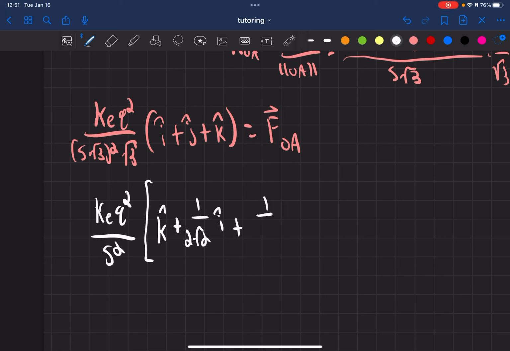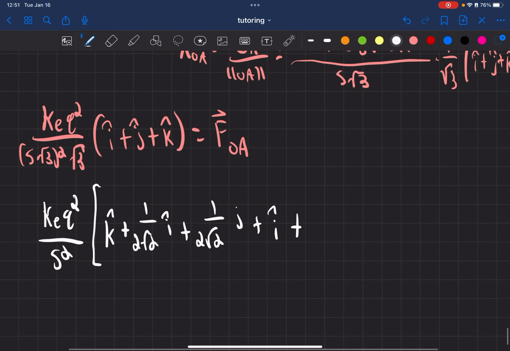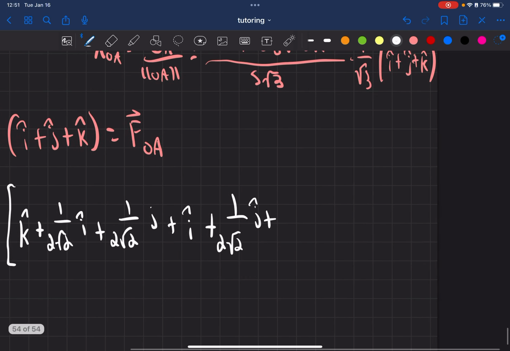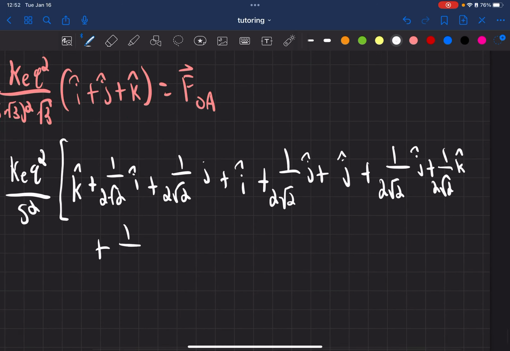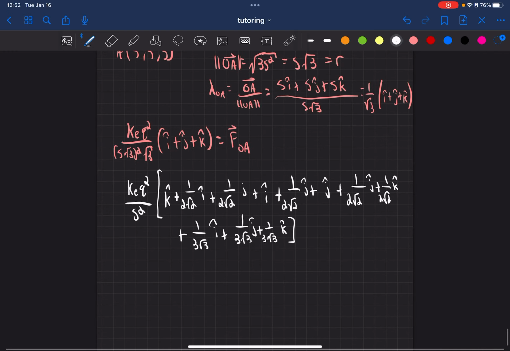Okay, you're going to end up with k hat plus 1 over 2 root 2 i hat plus 1 over 2 root 2 j hat plus i hat plus 1 over 2 root 2 j hat plus j hat plus 1 over 2 root 2 j hat plus 1 over 2 root 2 k hat plus 1 over 3 root 3 i hat plus 1 over 3 root 3 j hat plus 1 over 3 root 3 k hat. Whew. Whole lot of mods. But then, you add them all together.